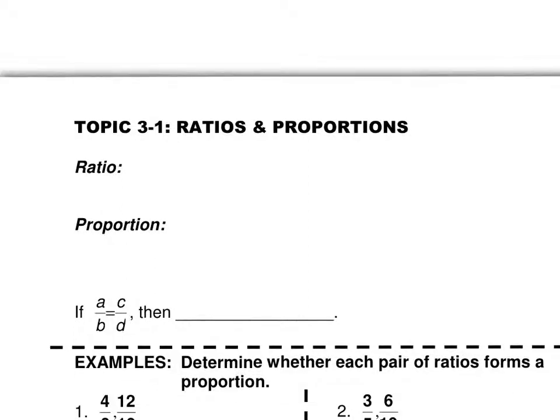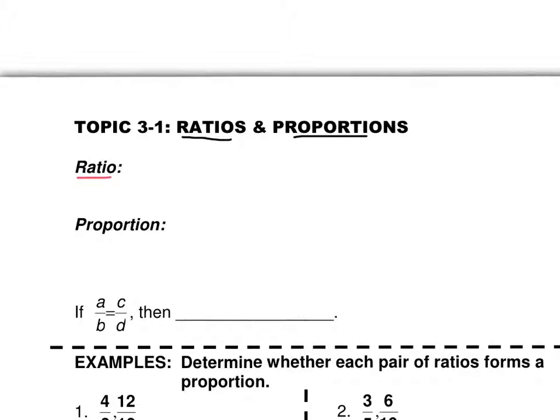All right, this unit is on ratio and proportions. So get out your notebook, we'll take a few notes and we'll review what a ratio and proportion is and solve some problems. So write down the title, Ratio and Proportions, 3-1.